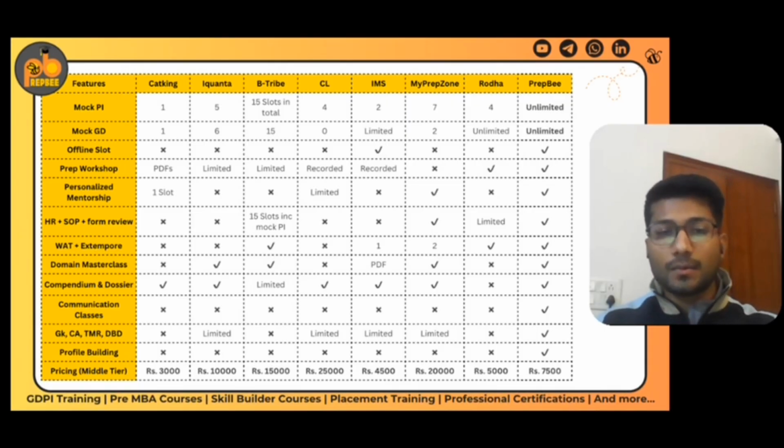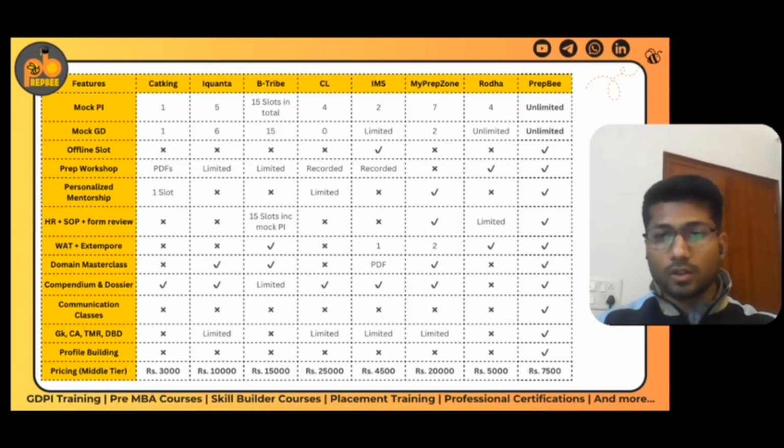Alright, then when it comes to offline slots, IMS is one of the coaching centers that gives you offline slots, and that would be limited as per our knowledge. But PrepBee also gives you offline slots. So you can book your mock PI, you can book your mock GD, happening in your city, and then you can go and participate over there, right? And it is part of your plan only.